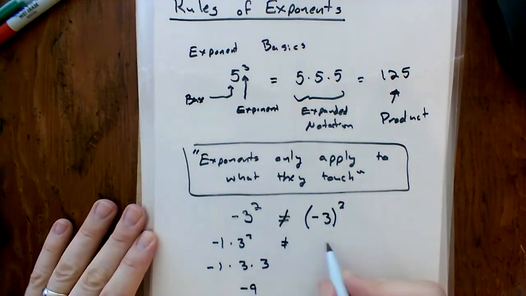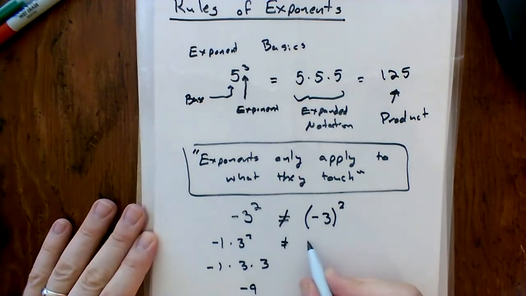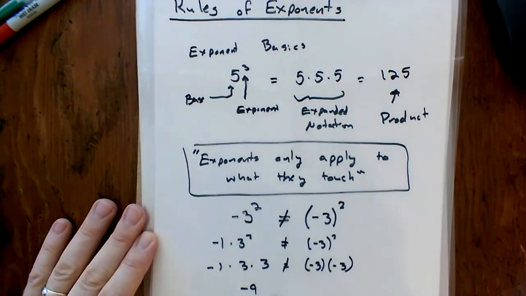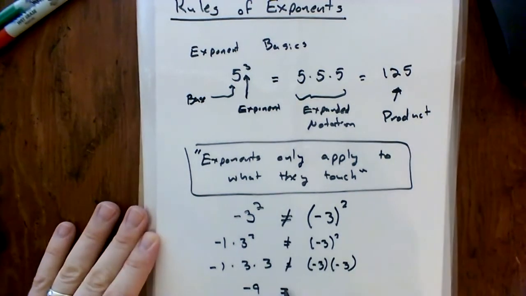Now, that is not going to be the same thing as just, well, this is just a (-3) squared. Oh, that's going to be -3 times a -3. And of course, a negative times a negative is a positive. So when you're doing that, note that the parentheses are extremely important. That's a very useful distinction to make.